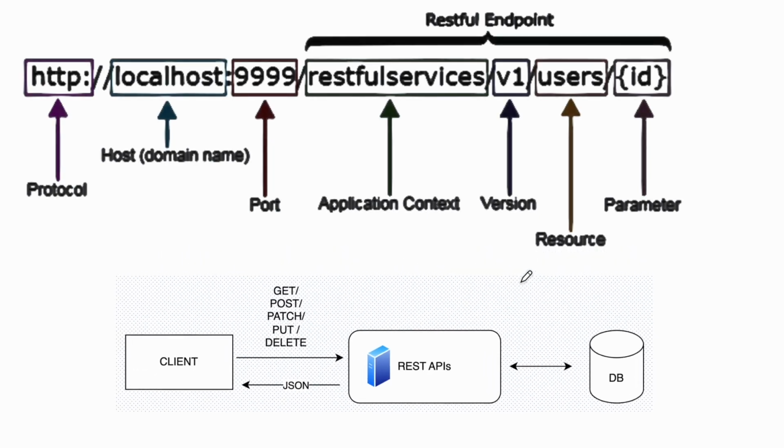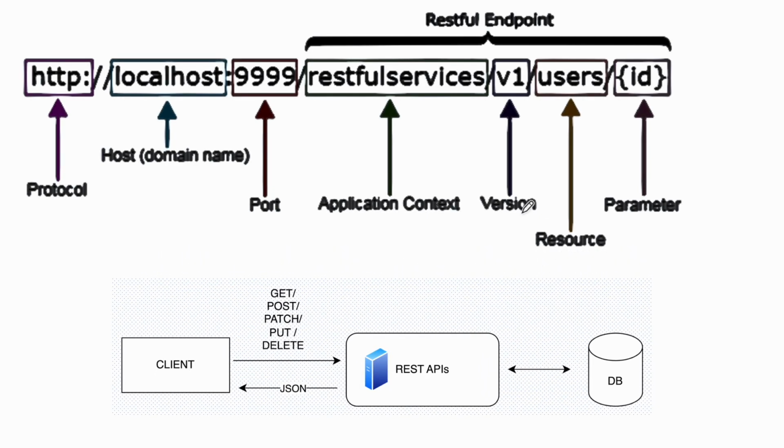Now let's go ahead and see how our API URL looks. We have the protocol, HTTP or HTTPS, we have the domain name, we have the port, then we have the service name, the RESTful service name. If we are doing versioning of the services, we put the version after the service name, and then the resource which we want to fetch, and the parameter which we want to give.